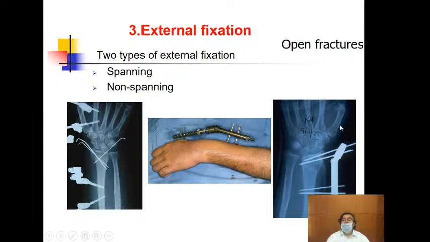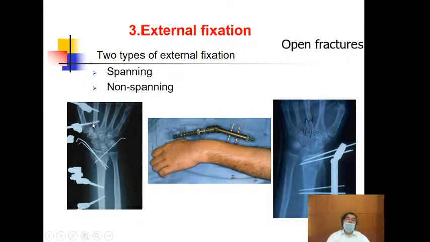So if it goes beyond the joint, it is spanning. If it is not going beyond the joint, within the joint, this is non-spanning. If possible, non-spanning is always better, because once you put a pin beyond this joint, then all these will become stiff. There is a probability that these joints can go stiff.